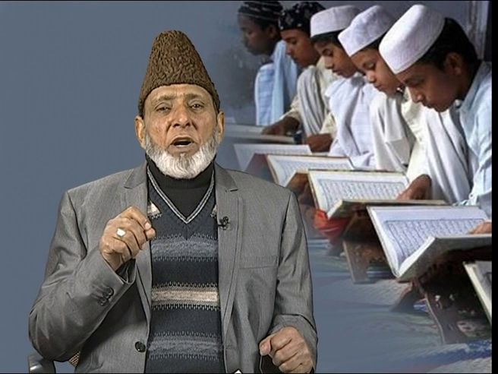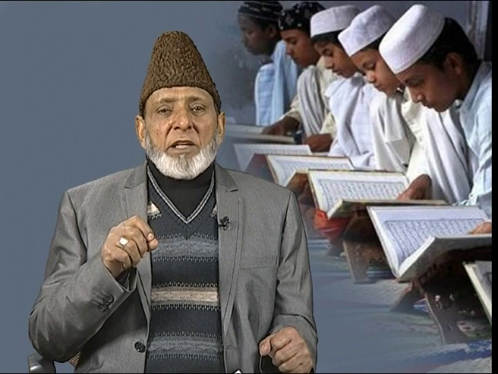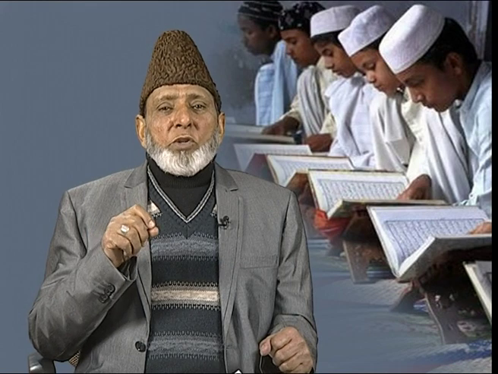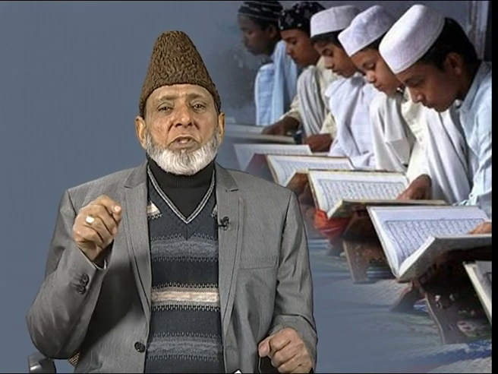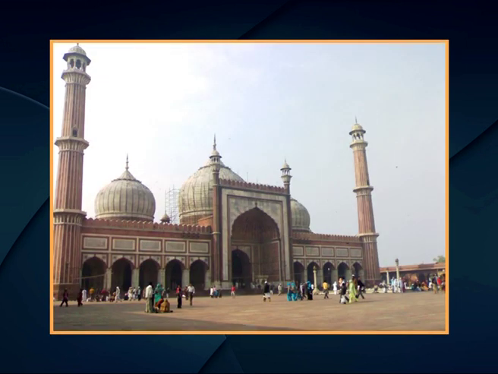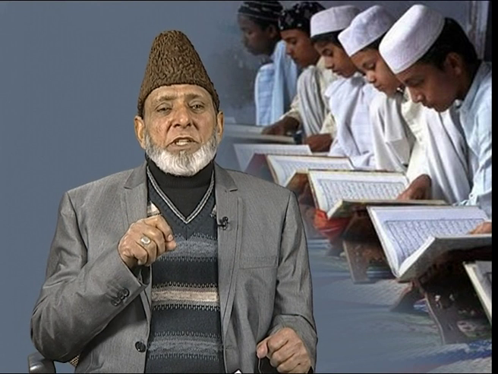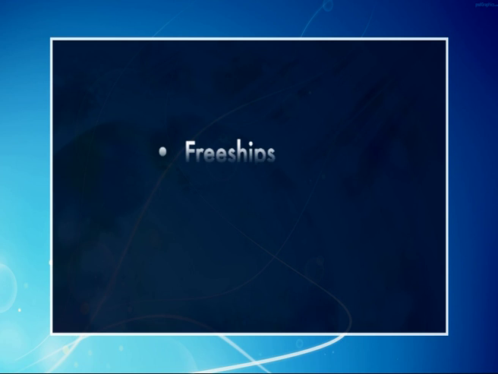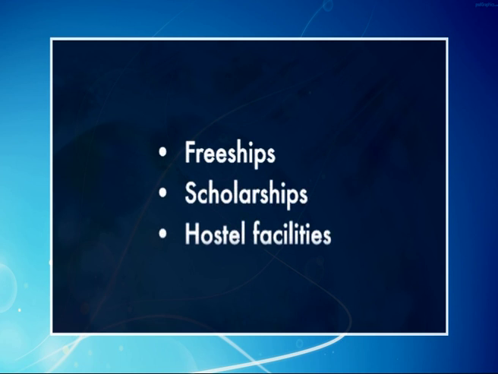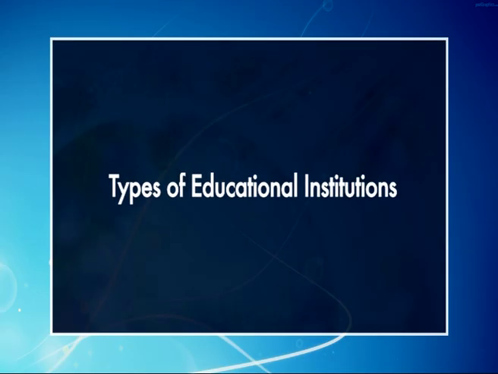Jahangir went so far as to enact a law that the property and wealth of a person dying without any heir would be utilized for the repairs of schools and religious buildings. Shah Jahan had a university established near the Jama Masjid in Delhi. Aurangzeb did propagate Muslim education by granting exclusive facilities to Muslim students in terms of freeships, scholarships, hostel facilities and other perks. Let us now see what types of educational institutions functioned during the medieval period.